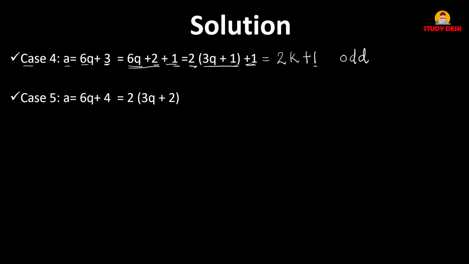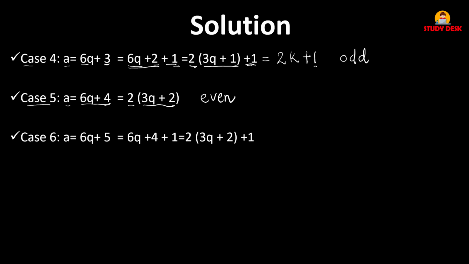Now, let's look at case 5. In case 5, we can observe that we are taking the remainder as 4. So, we are writing a equal to 6q plus 4. Now in this entire expression, it is easy to take 2 outside as a factor. So we can write it as twice of 3q plus 2. Now this entire number is exactly divisible by 2 because we are not having any remainder as such, right? So therefore it is an even integer.